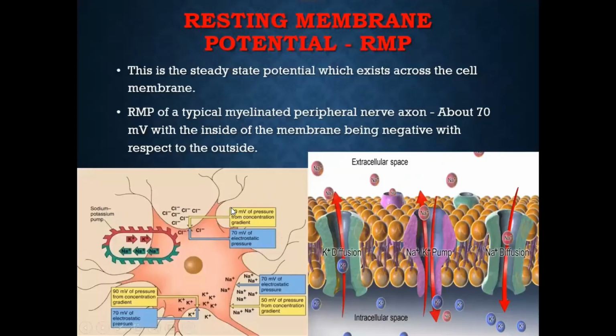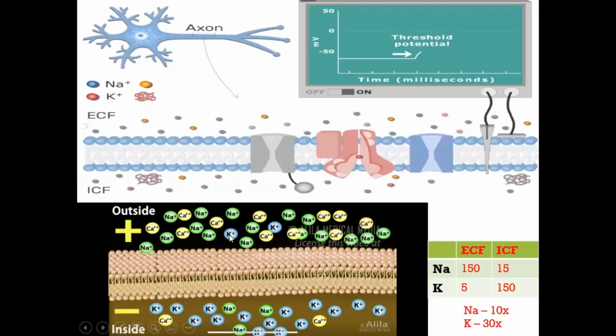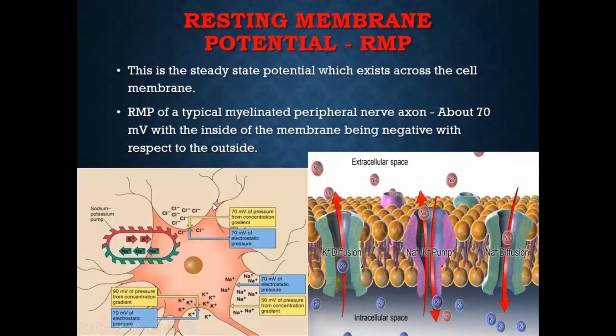So how is this cation distribution maintained? We have the sodium potassium pump, we have voltage gated sodium channels, we have voltage gated potassium channels. These potassium and sodium channels alone, not the pump, I'm talking about the sodium channel and potassium channel, allow diffusion of the ions across the membrane along the concentration gradient.